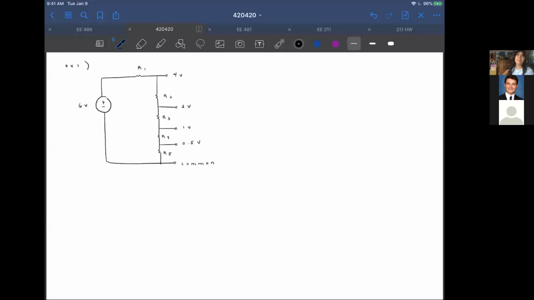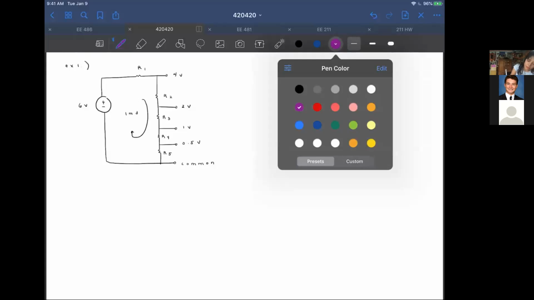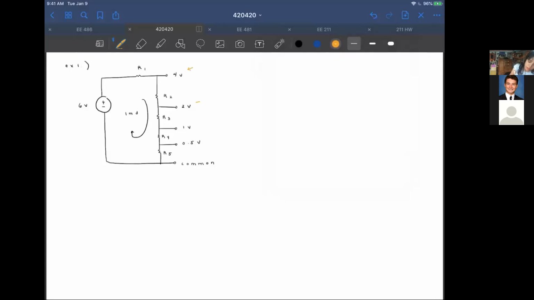Okay, cool. All right, so the example problem involves outputs of 4, 2, 1, and 0.5 volts. In this case, the load current is equal to 0. And so you can use 1 milliamp as the current. You want to have this type of circuit layout, which has resistor 1, resistor 2, resistor 3, and so on, but also have the voltages pointed out at the end because that's what you're mainly looking for, as well as the common ground.